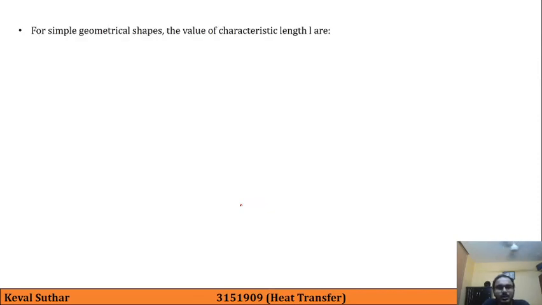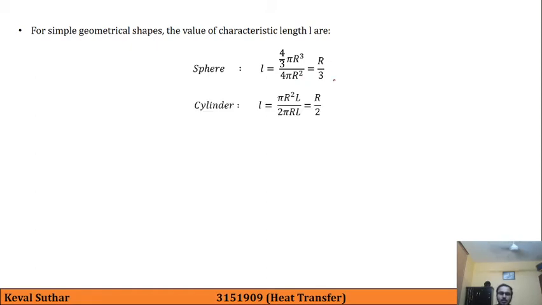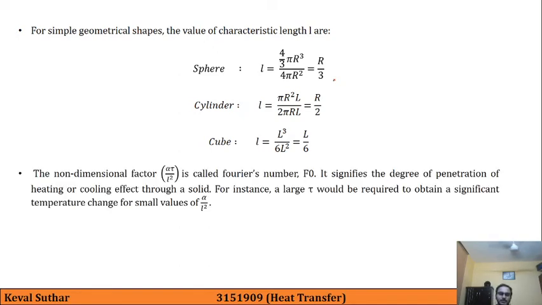Now we will calculate the characteristic length for simple geometric shapes. For a sphere, the volume is 4 by 3 pi r cube, and the surface area is 4 pi r square, so it is r by 3. Then for a cylinder, the volume is pi r square L and the surface area is 2 pi r L, so the characteristic length is r by 2. In case of a cube, the volume is L cube and the surface area is 6 L square, so the characteristic length is L by 6.